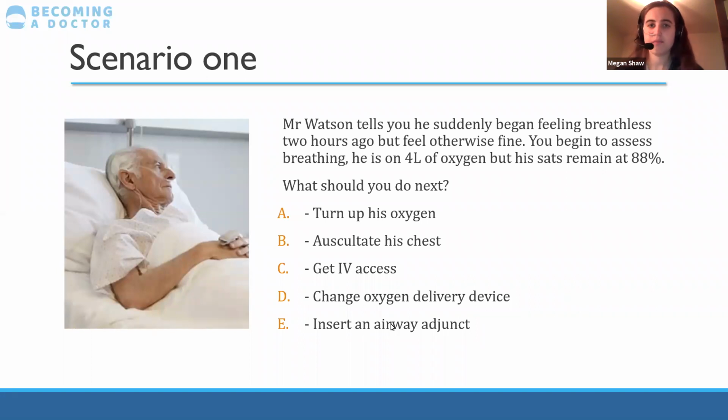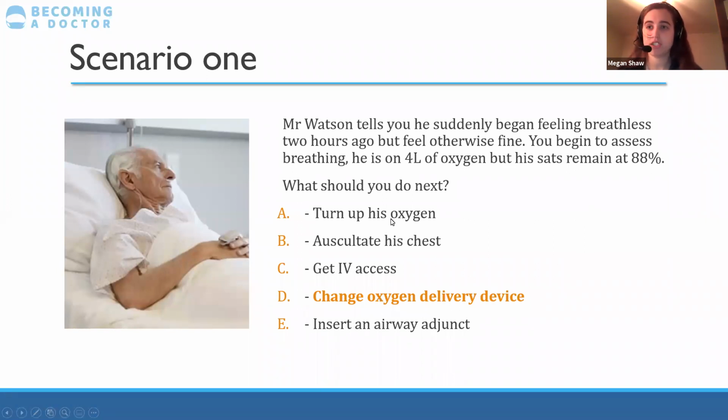So pretty even split on this one, but I would agree that change his oxygen delivery device should be what you do next. Whilst he's on 4 litres, and you can see in this picture here, this is why looking at your patient is really important. The numbers are one thing, but you have to look at the patient as well. You can't just go off the numbers. This patient is on nasal cannulae, and he's on 4 litres, but his sats are 88. And we know Mr. Watson doesn't have respiratory pathology, so he's unlikely to be a CO2 retainer. So we should be aiming for sats of about 94 ideally. So he needs more oxygen.